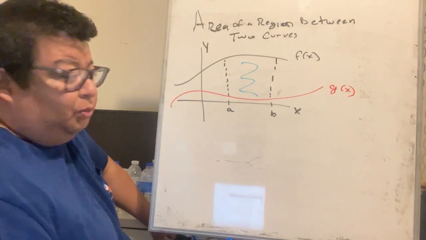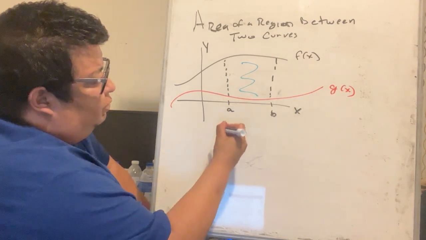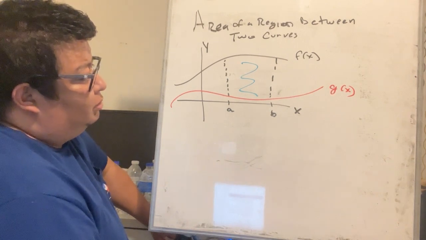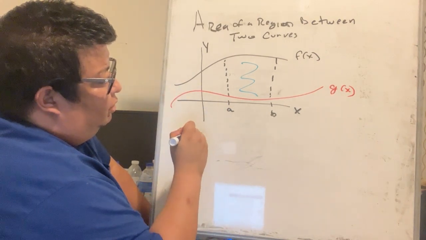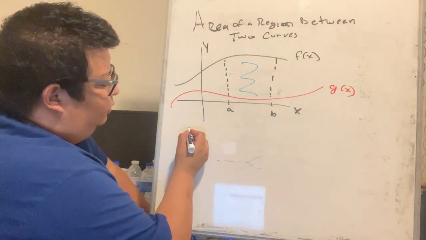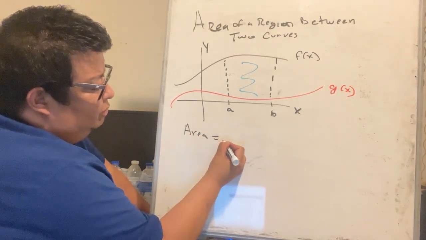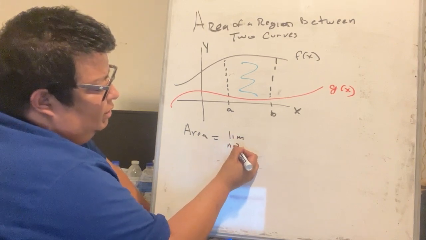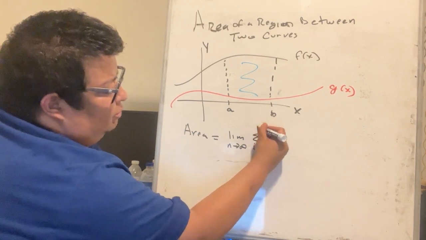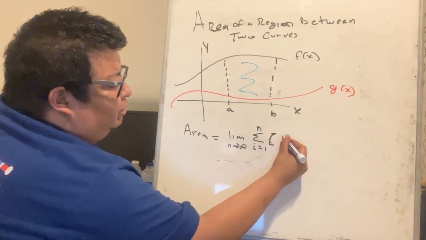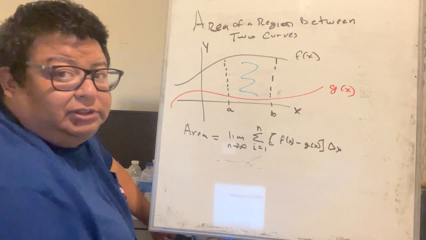Okay, let me set it up. The area between A and B is equal to the limit as n approaches infinity of the sum from i equals 1 to n of f of x minus g of x, and then we multiply it by a term called delta x.